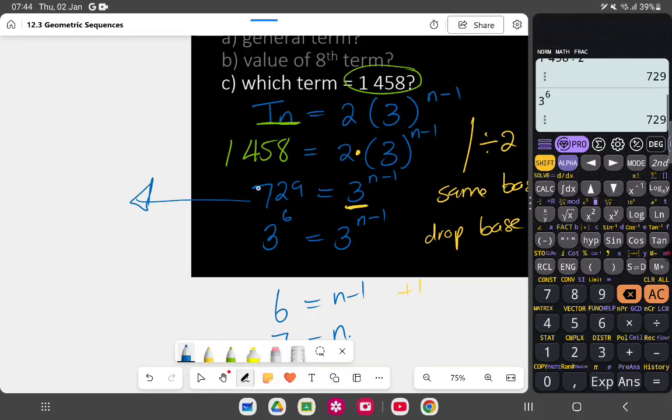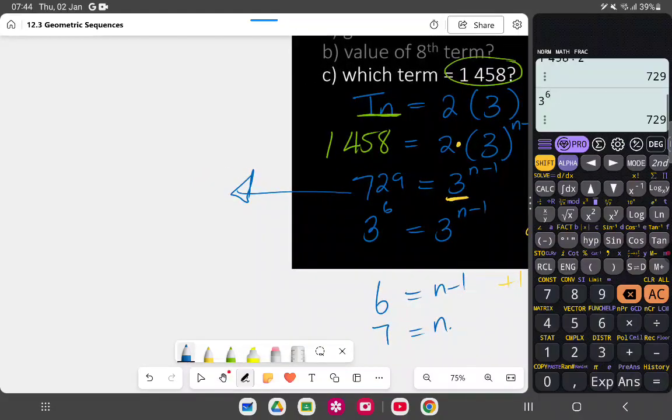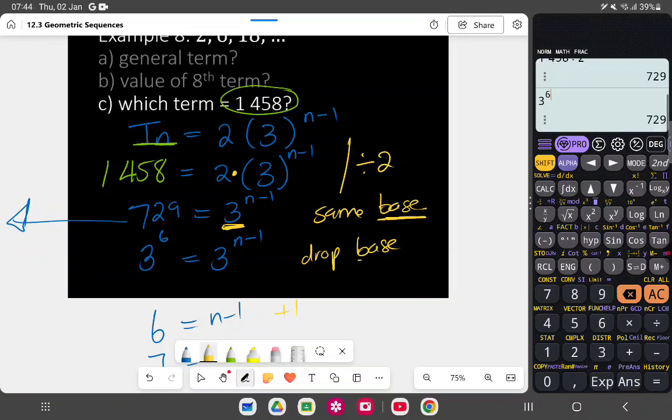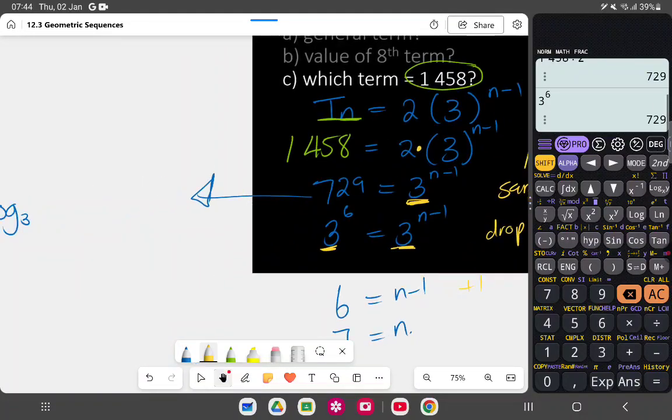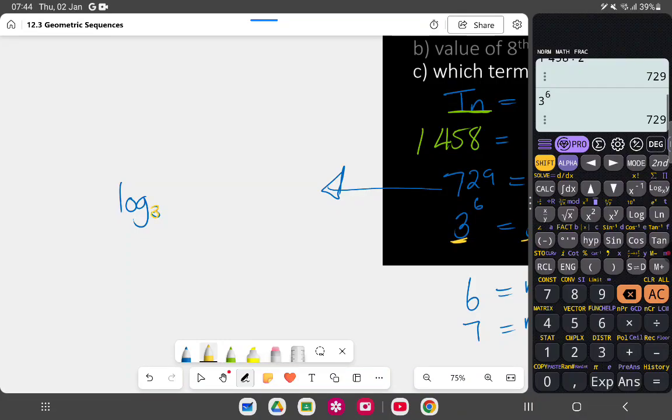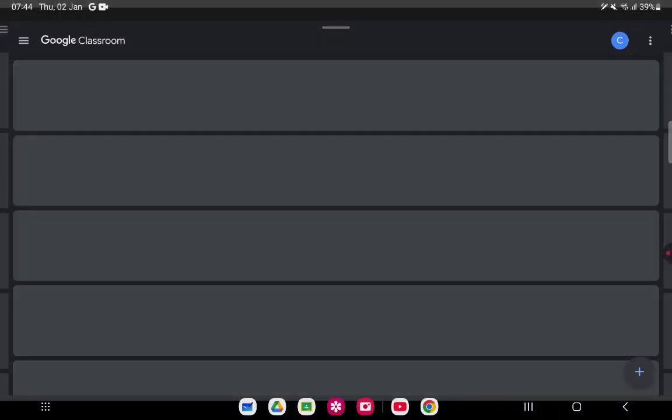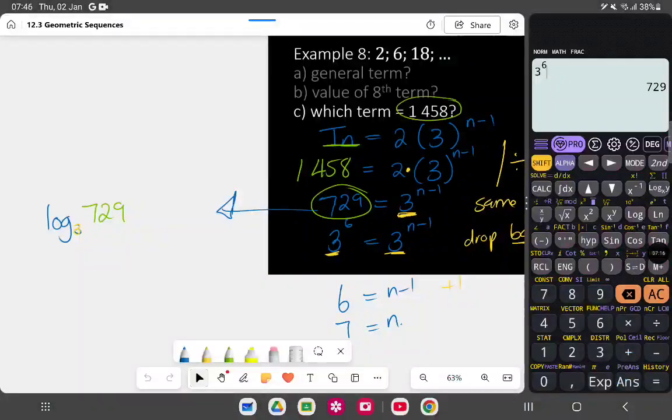Okay, so I'm giving you that 3 to a variable, 3 with a power that's a variable, is equal to a number. This means that you can now write log with a base of 3. Now that base is the same base here. Remember, we're saying same base. The base is 3 on all of these. So there, our base goes over there. And this 729 goes there.